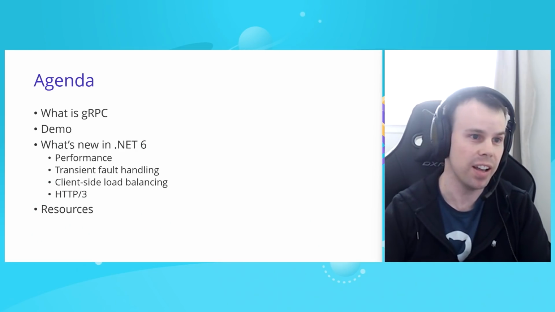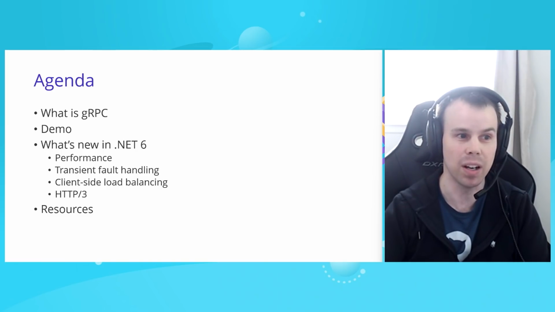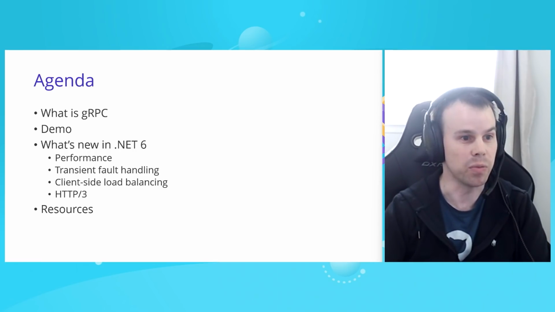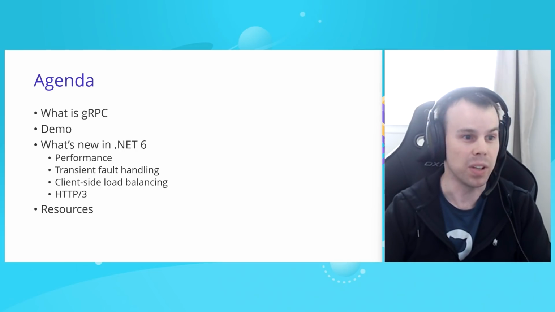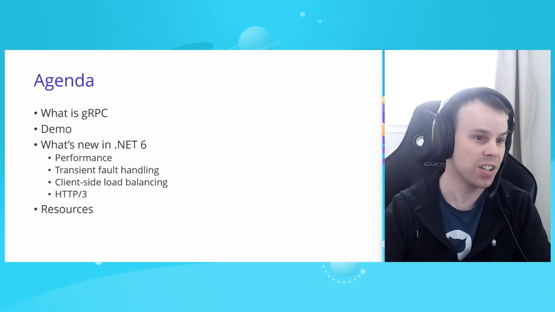So our agenda for today, first I'm going to give an introduction to gRPC for anyone who's not familiar with it, and we'll do a demo building your first gRPC app. Then we'll jump into what's new in .NET 6. So we've made performance improvements, we support transient fault handling, client-side load balancing with gRPC, and gRPC over HTTP3. Finally, if you're interested in learning more about gRPC, I'm going to cover some resources with more information at the end.